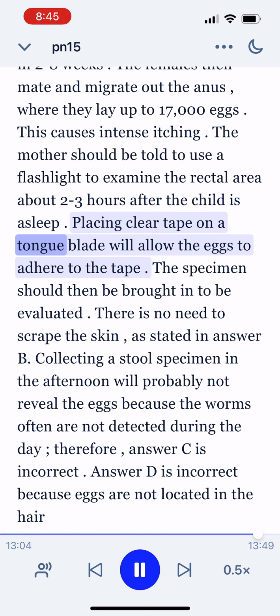Placing clear tape on a tongue blade will allow the eggs to adhere to the tape. The specimen should then be brought in to be evaluated. There is no need to scrape the skin, as stated in answer B. Collecting a stool specimen in the afternoon will probably not reveal the eggs because the worms often are not detected during the day. Therefore, answer C is incorrect. Answer D is incorrect because eggs are not located in the hair.